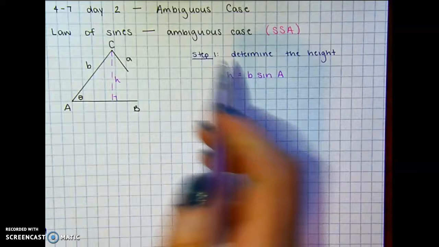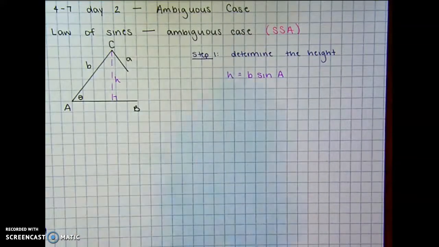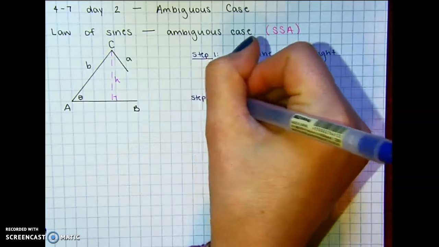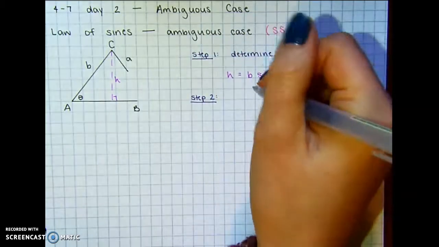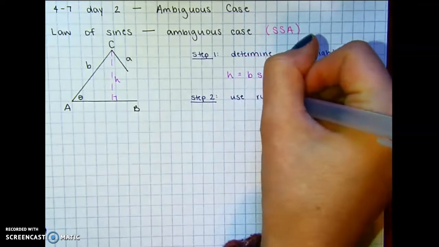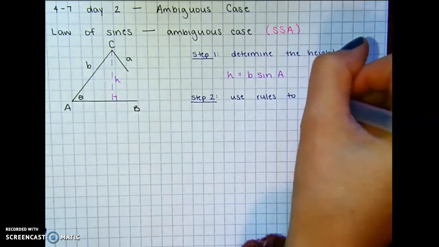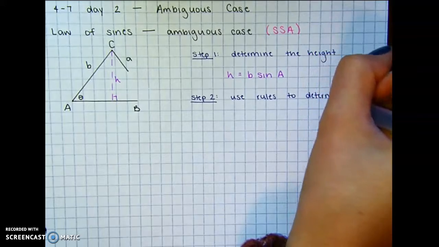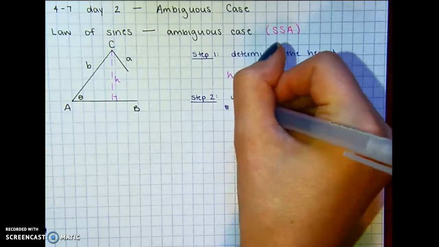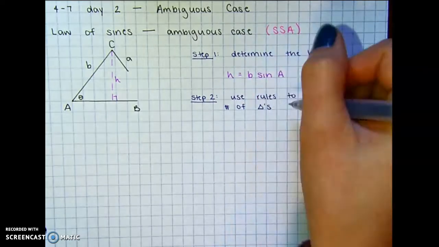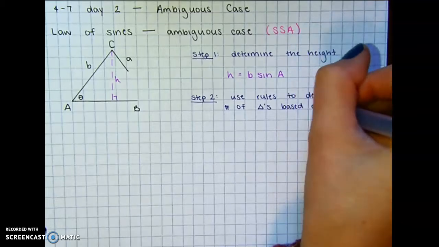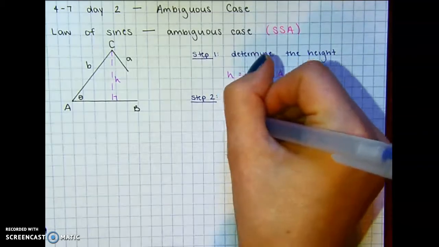And then once we have the height, we can figure out how many triangles there are going to be. So step 2, we're going to use rules to determine the number of triangles based on A, B, and C.